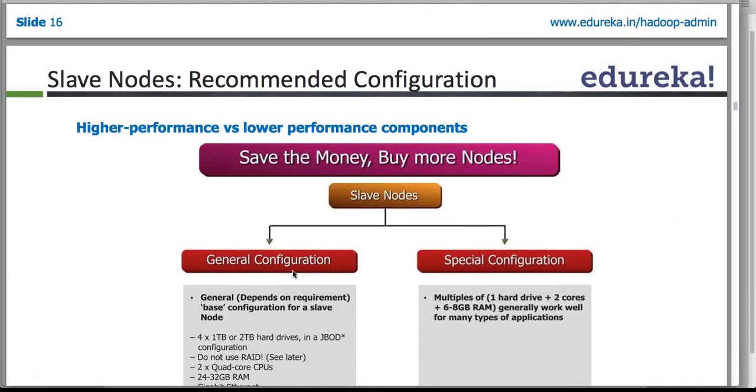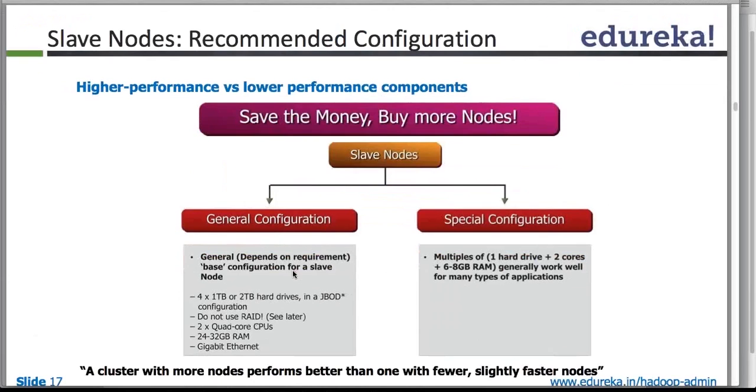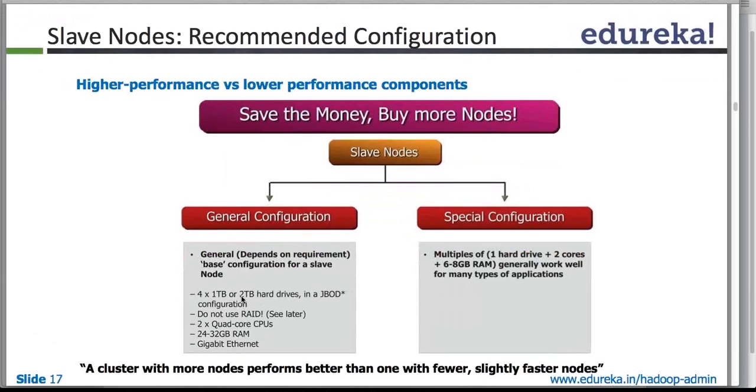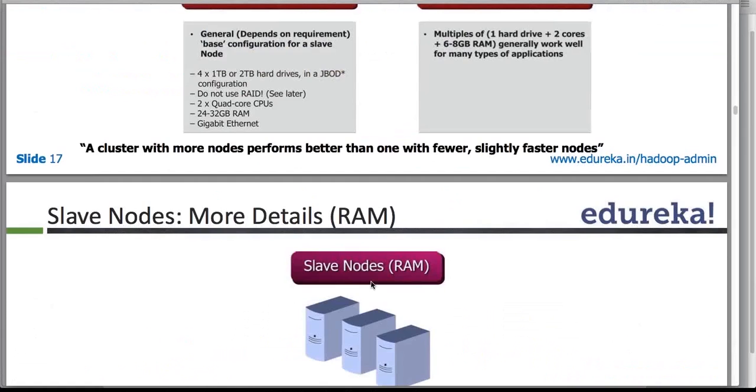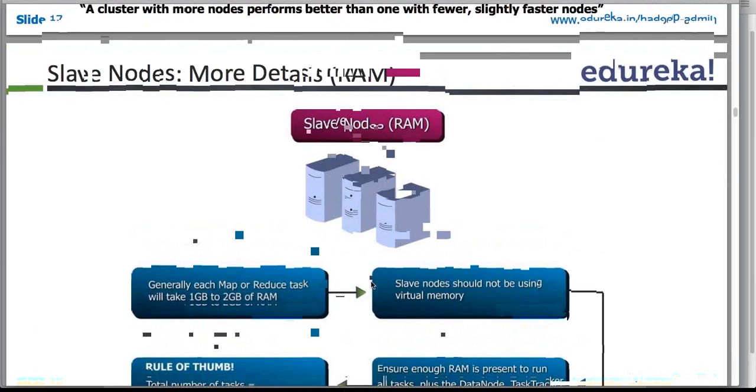So on slave nodes, have multiple hard drives as I showed you. Do not put them into RAID because they are already replicated 3 times. Run with multiple CPU cores, good memory, and multiple network cards. This is how your data nodes will be.